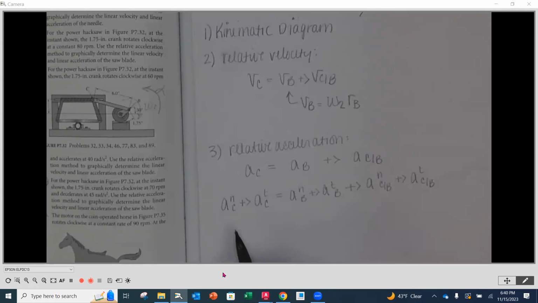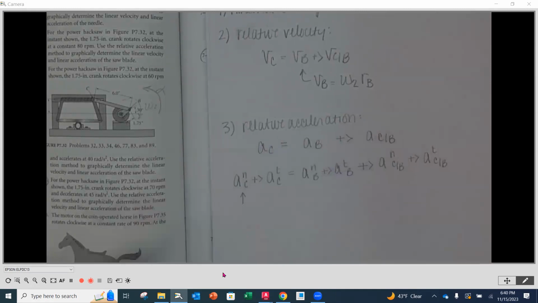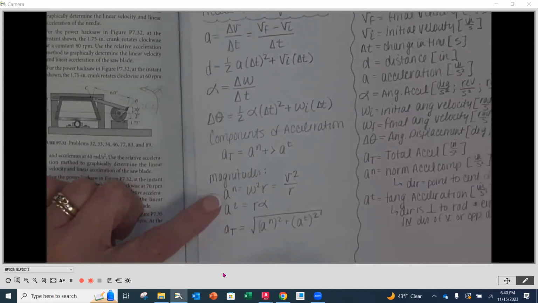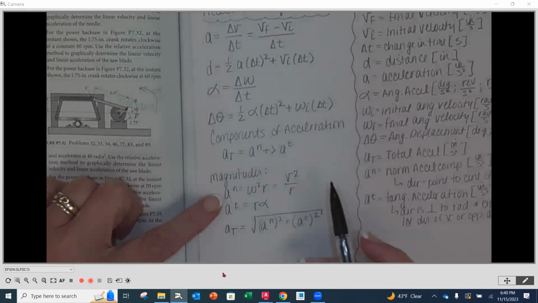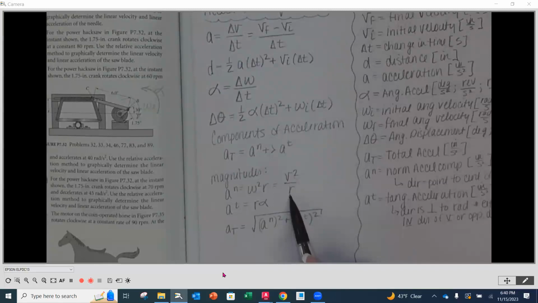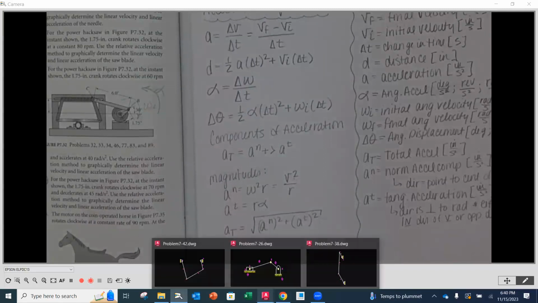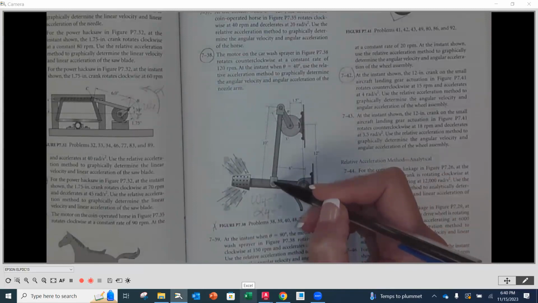So let's write out what each one of these magnitude-wise is going to be equal to. As we look at the normal component, even though I'm not talking about numbers, just equations, when we look at a normal component, we've got W squared, or angular velocity squared, times the radius, or we can use the velocity of the point on that link squared divided by the radius. Now for point C, I'll just point here rather than going back and forth. Point C is right here.